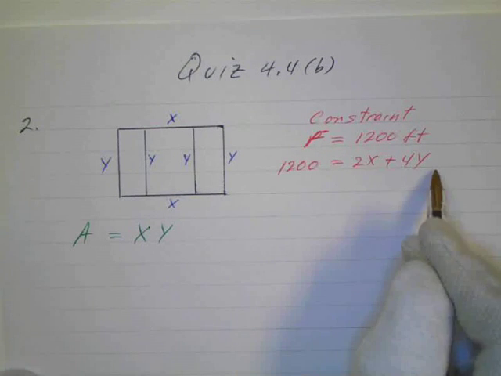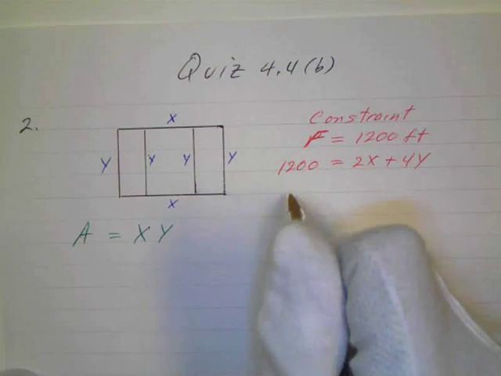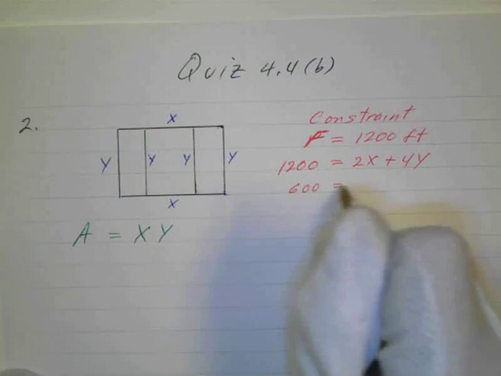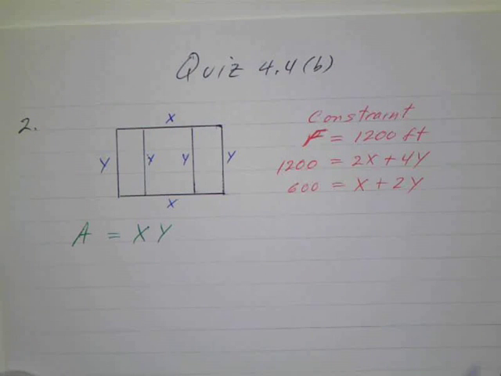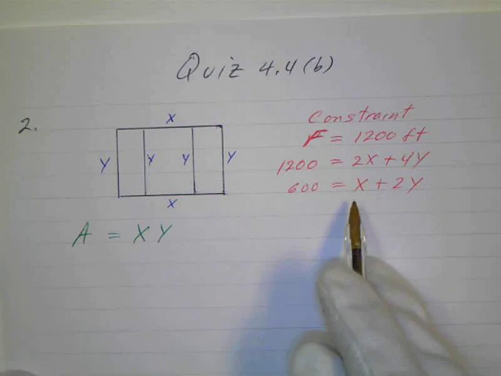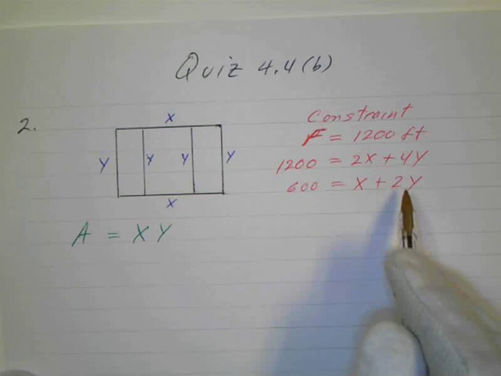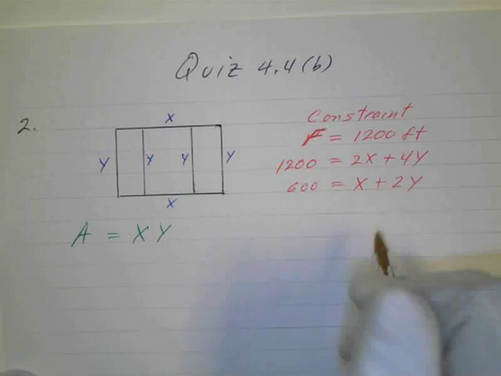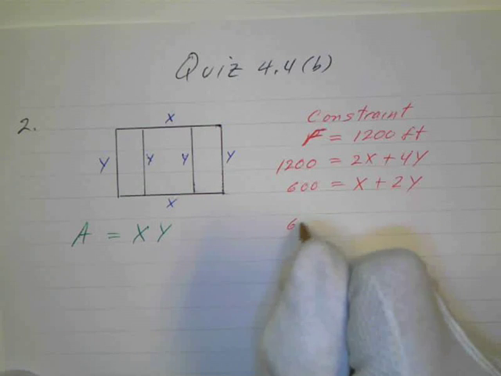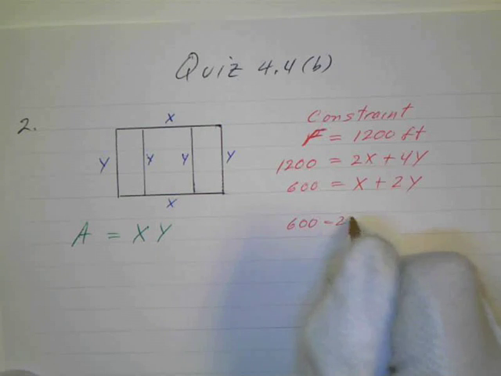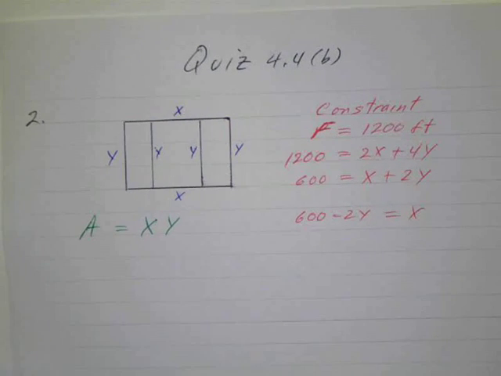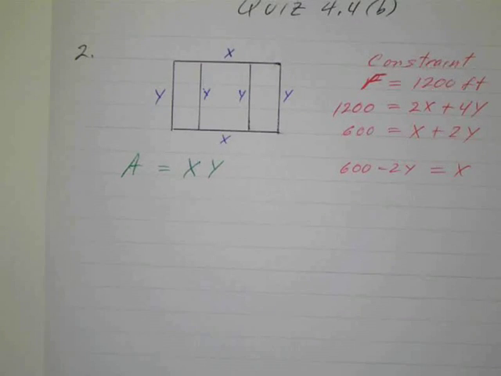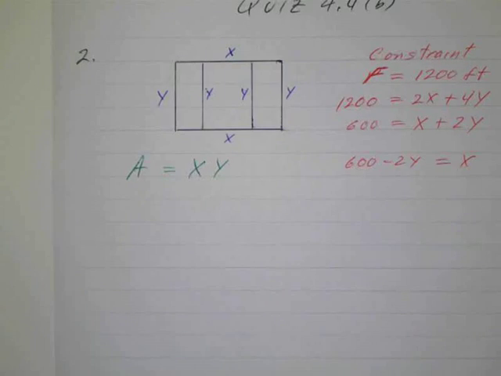Now we can divide everything by 2 because 2 goes into each of these terms. So that's the same thing as saying 600 equals 1x plus 2y. We want to eliminate one of our variables, so I don't want to divide x by 2, I'll just subtract 2y from both sides. So I get 600 minus 2y equals x. And that's what's going to go into my equation over here to make it a function of one variable.